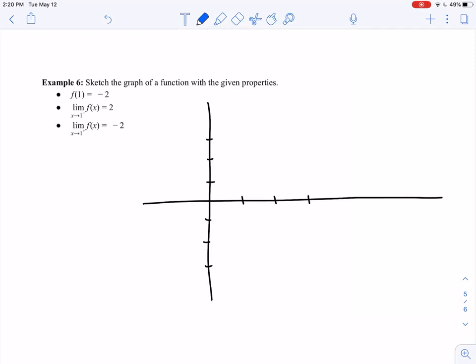I really like these types of questions. I think they require a very deep understanding of limits and of functions. So these are questions that I do often like to include on quizzes and exams. I think they're really good questions to study.